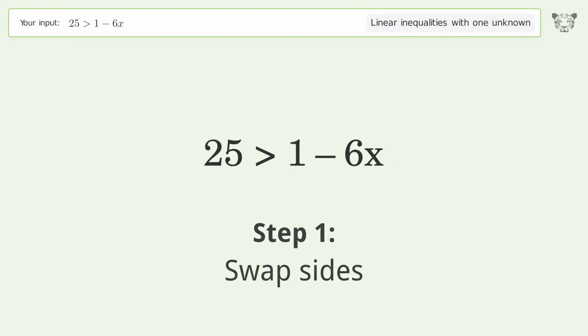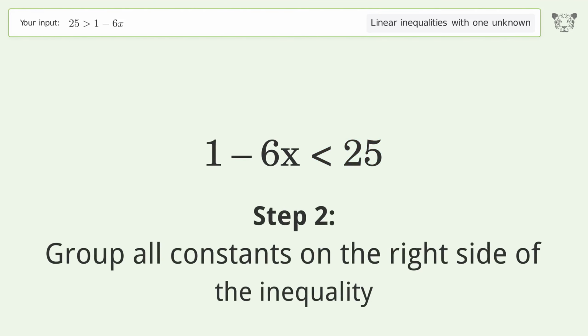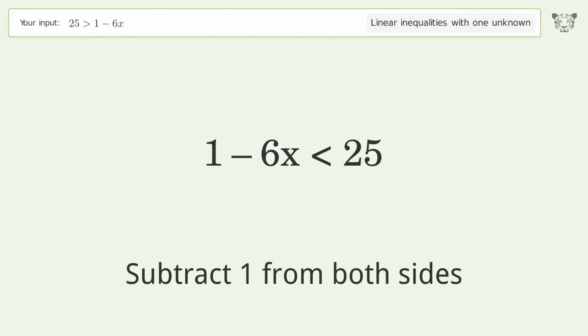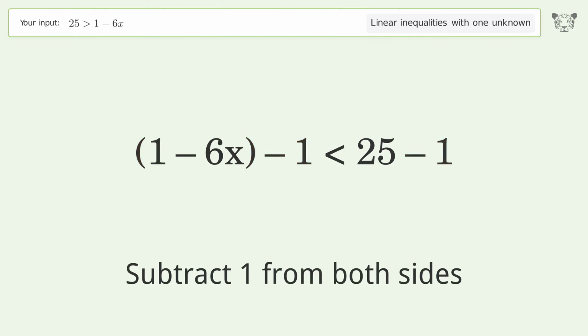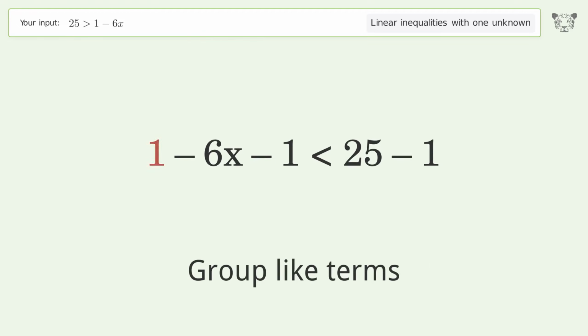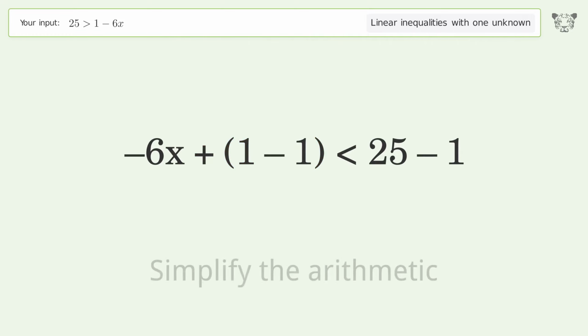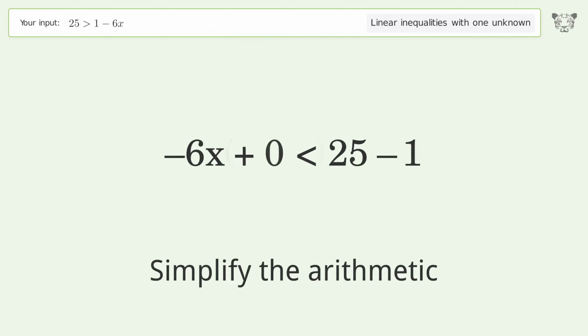Swap sides. Group all constants on the right side of the inequality. Subtract 1 from both sides. Group like terms. Simplify the arithmetic.